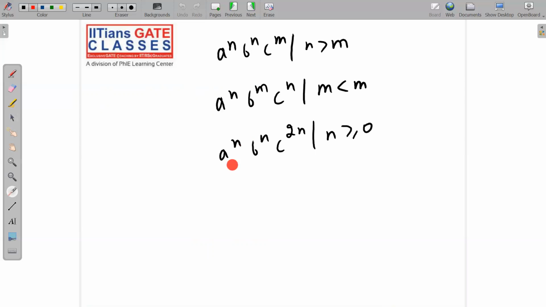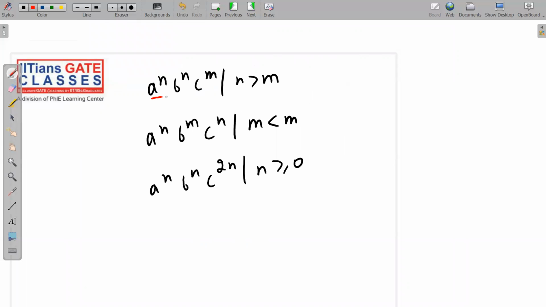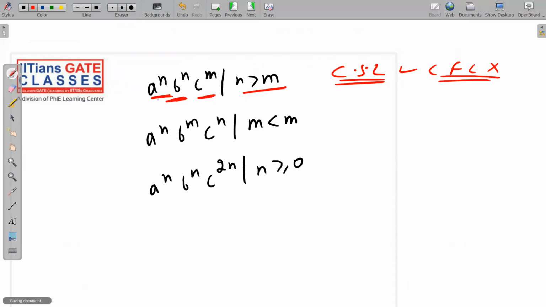Now we are going to solve some questions. Try to answer them carefully. a^n b^n c^m, n is greater than m. Again we are trying to compare A, B, and C. That means three comparisons, so obviously it will be CSL. It won't be a CFL. Why is this not a CFL? A and B are equal. Same problem: A will be pushed, and from B we will do popping. So we can guarantee A and B are equal.